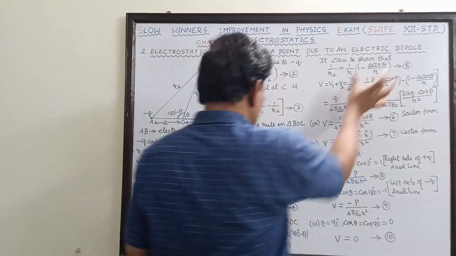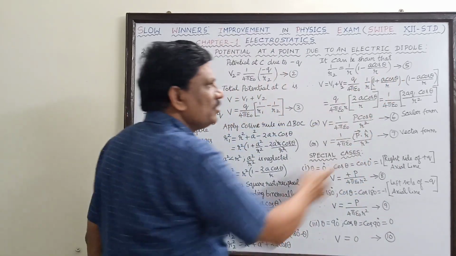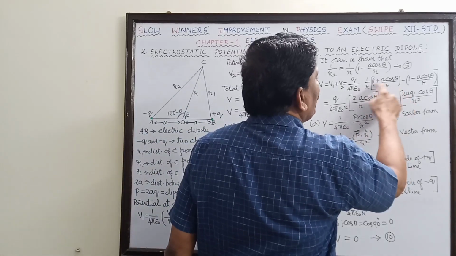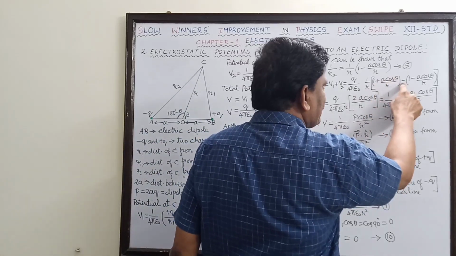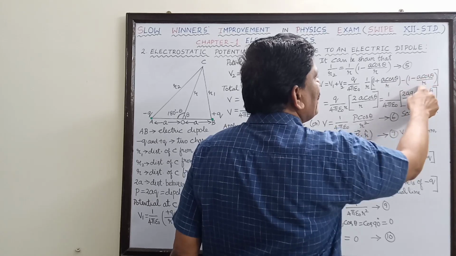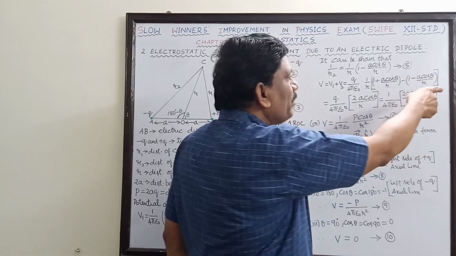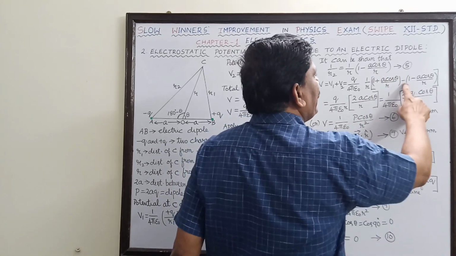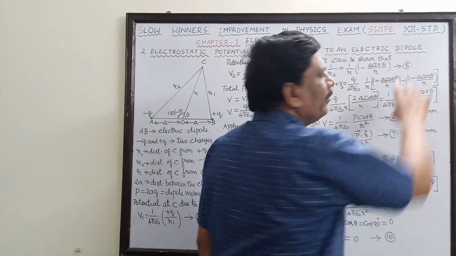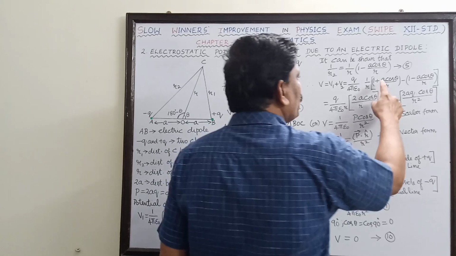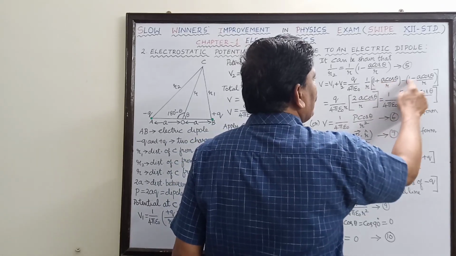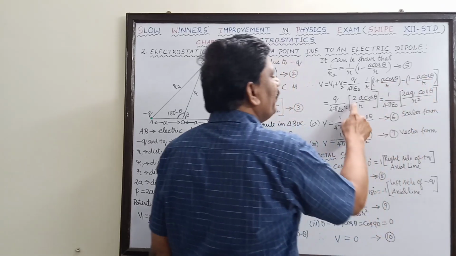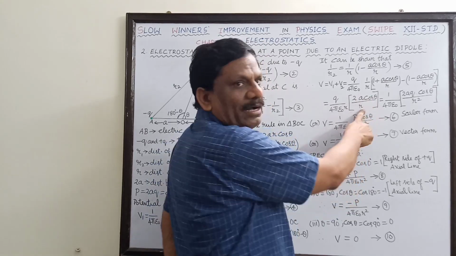After that, only this quantity in bracket has to be written inside. So 1 plus a cos theta by r minus of 1 minus a cos theta by r. When you open up this bracket, this 1 and minus 1 get cancelled. Then minus of minus a cos theta will become plus a cos theta. So a cos theta by r plus a cos theta by r will be 2a cos theta by r.